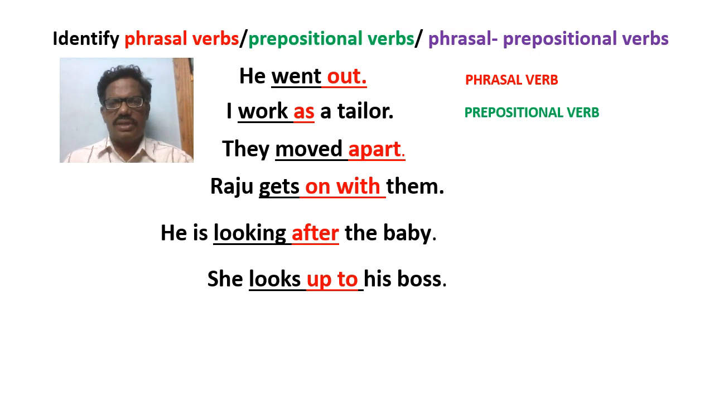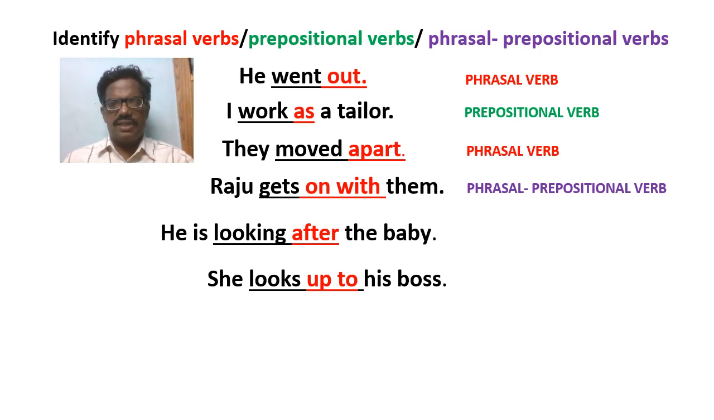In the third one, they moved apart. After the multi-word verb moved apart, there is no object. So it is a phrasal verb. Next, in the fourth sentence, the multi-word verb gets on with has two particles, on, with. So it is called phrasal prepositional verb.